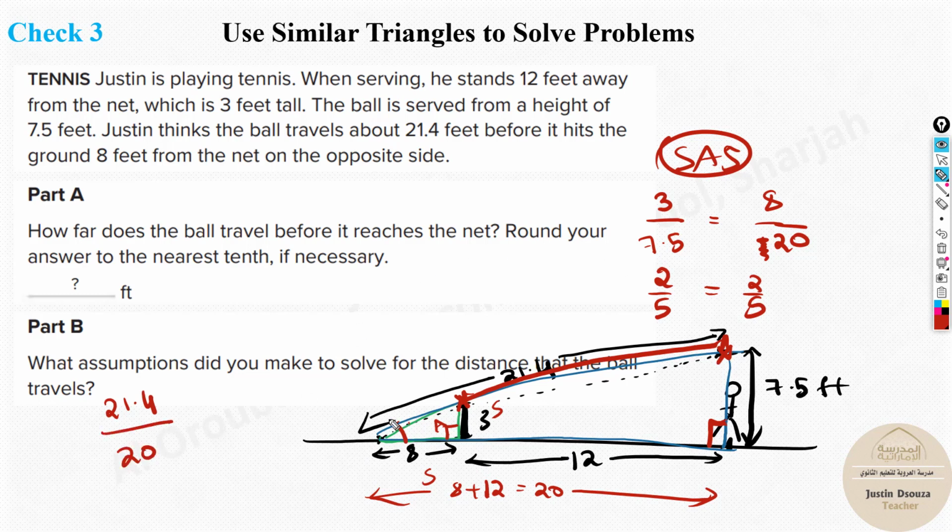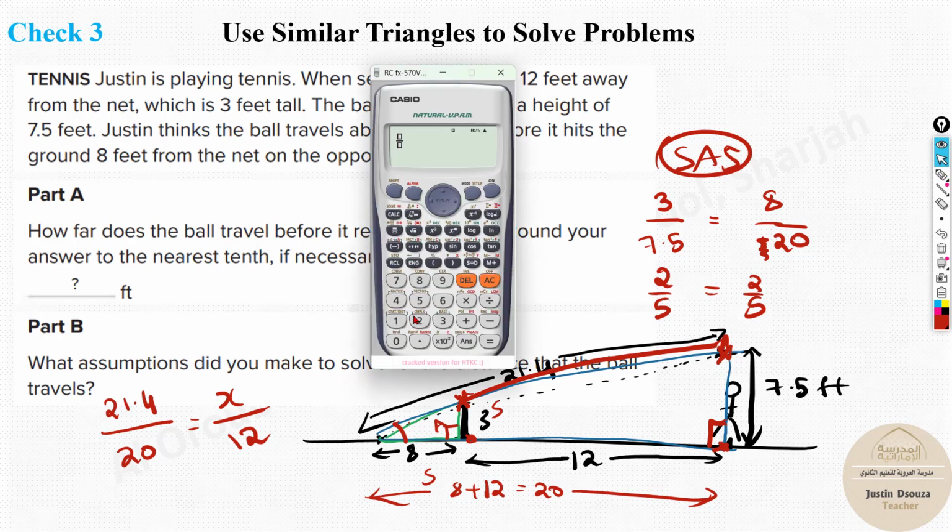The total of this side divided by the total of the below side must be equal to, let's take from here to here, till this part. That is what we need, x. And now take the distance from here till here only, that is 12. Put this in the calculator and you will get the distance. 21.4 divided by 20 is equal to x by 12. Shift and solve. It's 12.84.